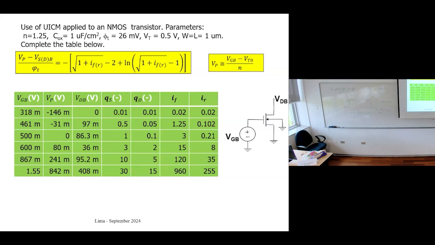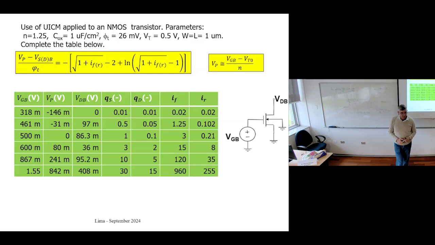When you have the short channel effects, what happens to the source may affect what happens to the drain, and vice versa. Okay? Of course, the current depends on both conditions at source and drain, and of course at the gate. So for this column, you use this result here. For this column, you use this one here. For example, if Q equals 1, IF equals 3. It's simple to see: 1 plus 1 squared, 4, minus 1.